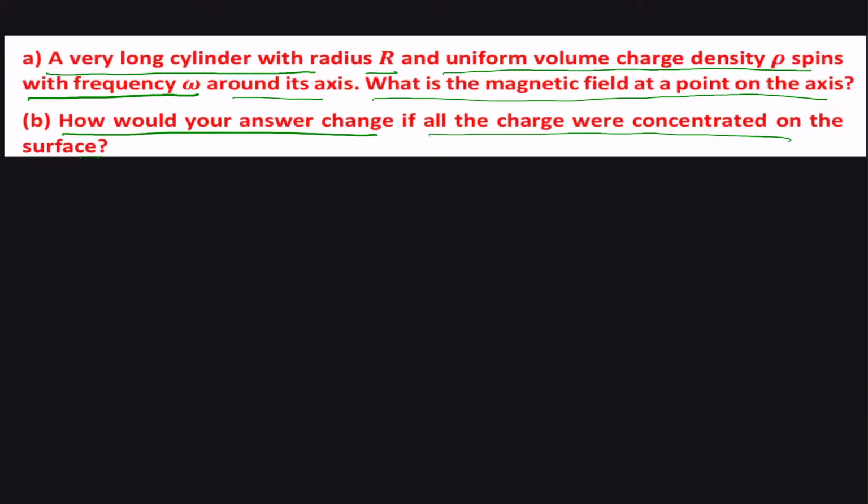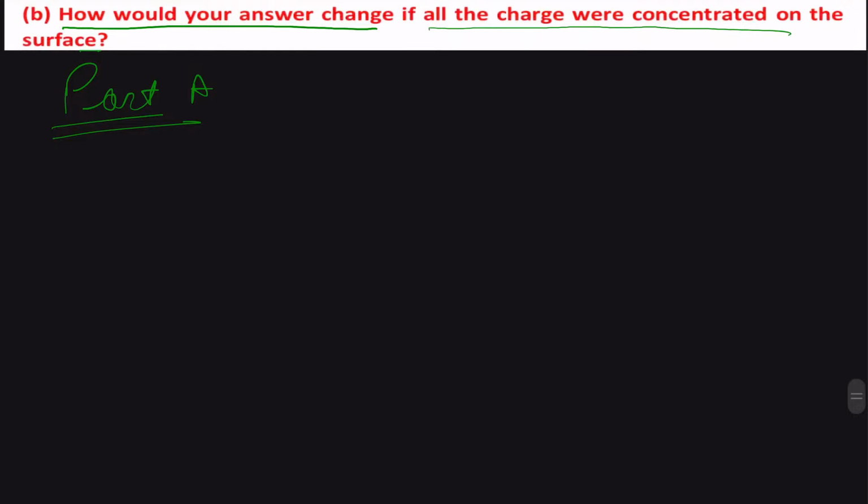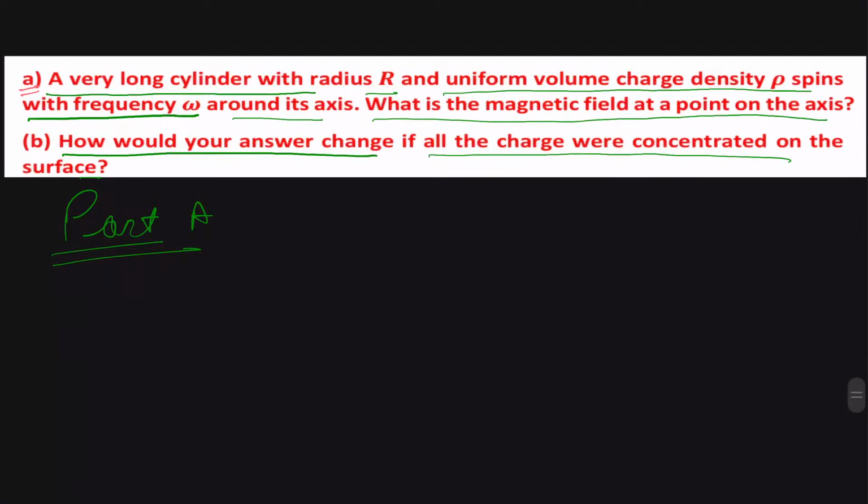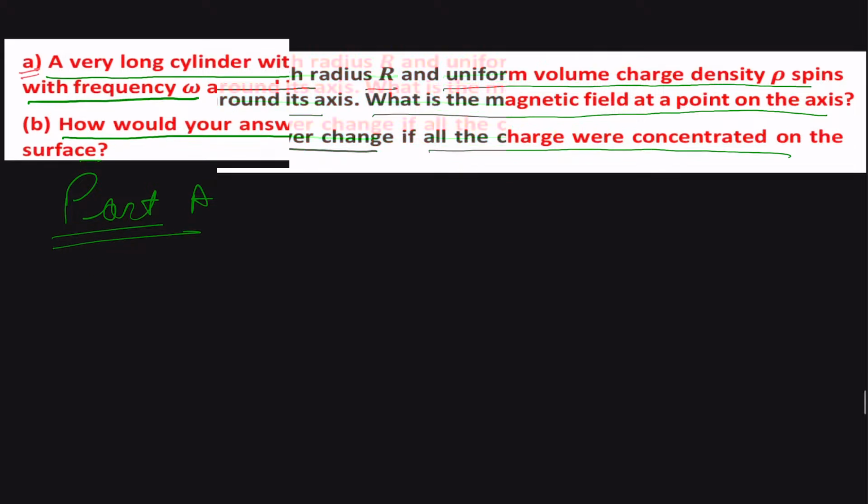So let us solve first of all for part A. In part A, we are interested in finding out the current first, and that is going to help us to find out the magnetic field.